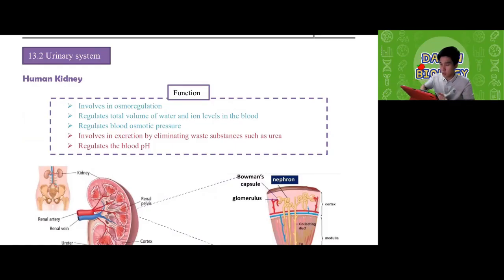So for today, as I say, we will do kidney specifically. This kidney part is actually under the chapter homeostasis, which you can learn. Basically, homeostasis is how you regulate your internal environment. In kidney, we basically learn two things.